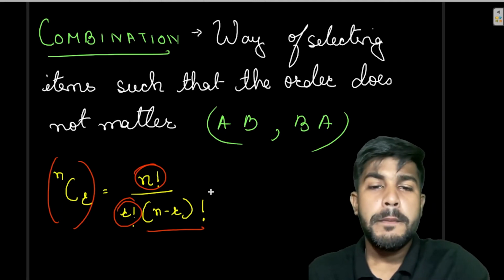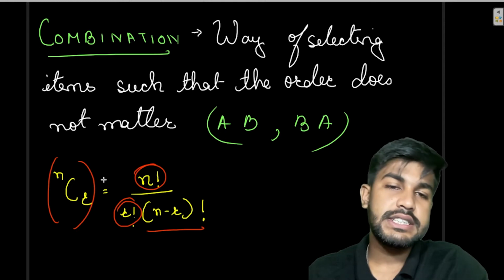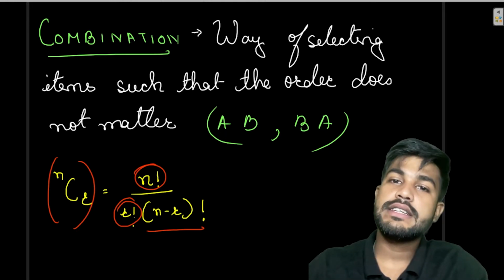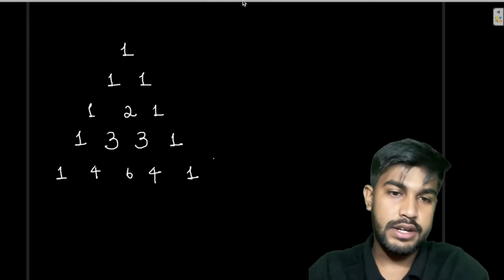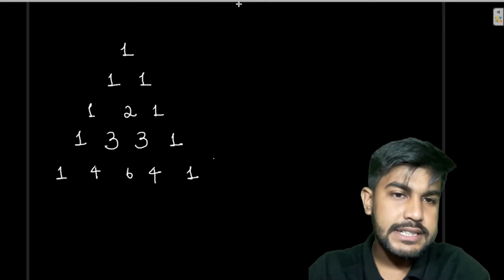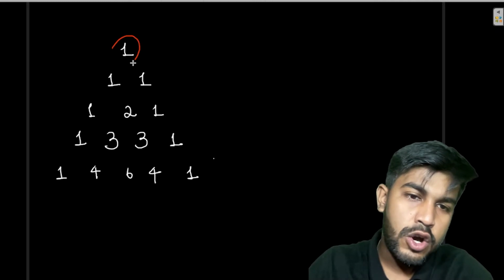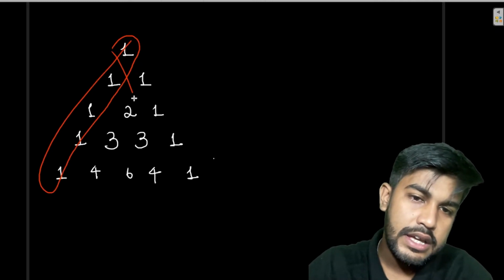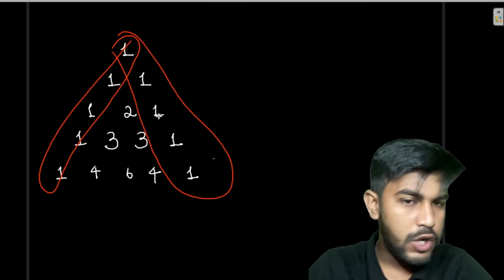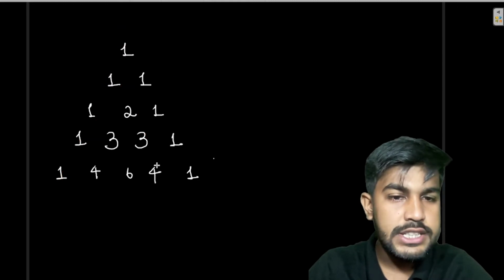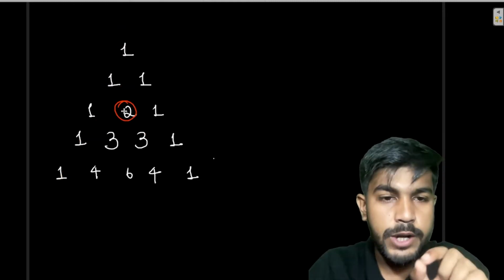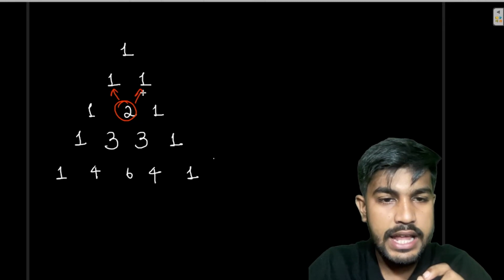Moving forward, let us first talk about a thing known as Pascal's triangle. A Pascal's triangle is made up of something like this: the corner elements are 1, and every other element is the sum of the two elements above it.